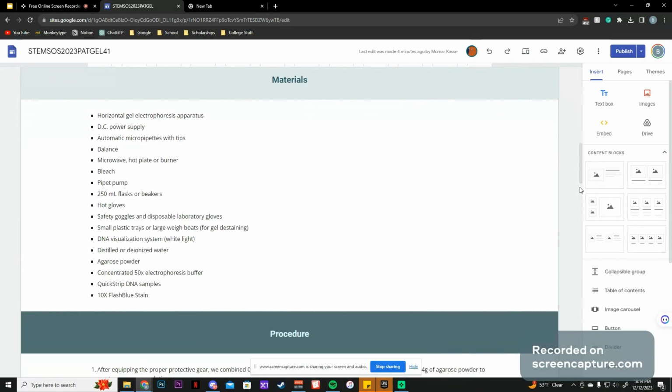Next, we have our materials, which include a horizontal gel electrophoresis apparatus, the DC power supply, automatic micropipettes with tips, balance, microwave, hot plate or burner, bleach, pipette pump, 250 milliliter flasks and beakers, hot gloves, safety goggles, and disposable laboratory gloves, small plastic trays or large weigh boats for gel destaining, DNA visualization system, aka a white light, distilled water, agarose powder, concentrated electrophoresis buffer, quick strip DNA samples, and 10x Flash Blue stains.